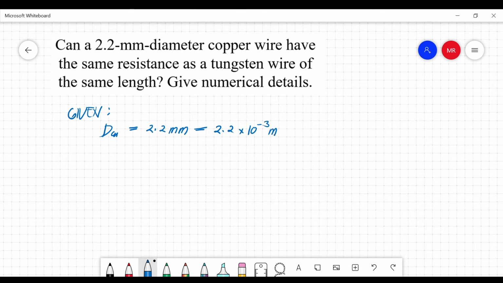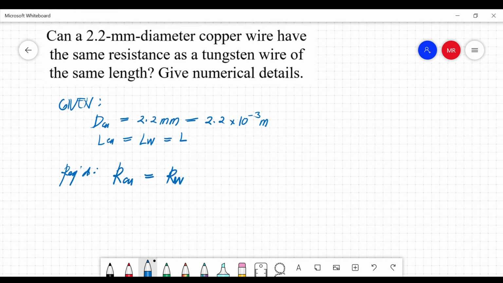Then the length of the tungsten wire and the copper wire is the same. Let's say LW for tungsten. So let's just have all these lengths be equal to L. Okay, then we need to prove that the resistance of the copper is equal to the resistance of the tungsten given these details. Okay, so let us try to solve.